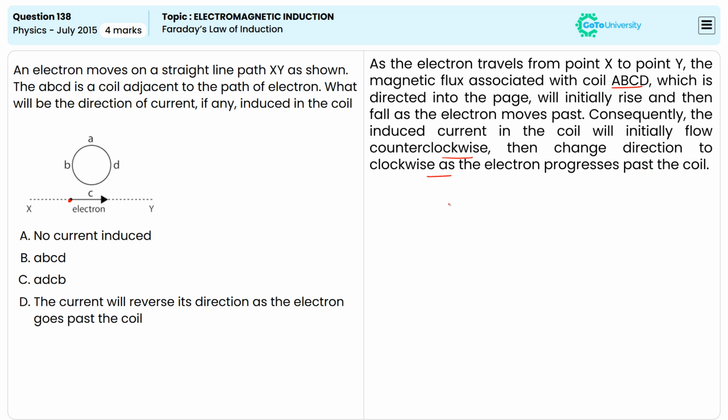Then we can see the options: no current induced, ABCD, ADCB. The current will reverse its direction as the electron goes past the coil. Yes, option D is the right answer.